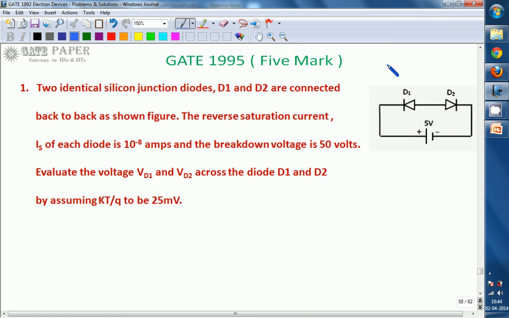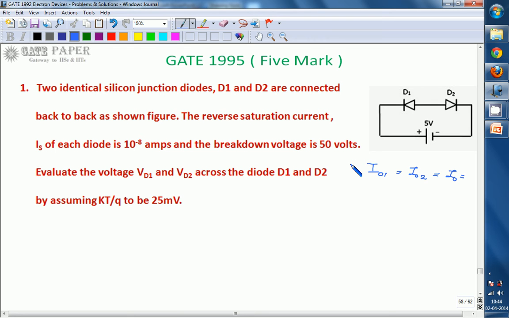Here we must understand that identical silicon junction diodes is nothing but identical silicon diodes. Simply remember that identical means both are going to have the same characteristics, that is both have the same reverse saturation current. I01 and I02 are going to be the same, which is 10 power minus 8 amperes reverse saturation current. I0 and Is both are going to be the same only.